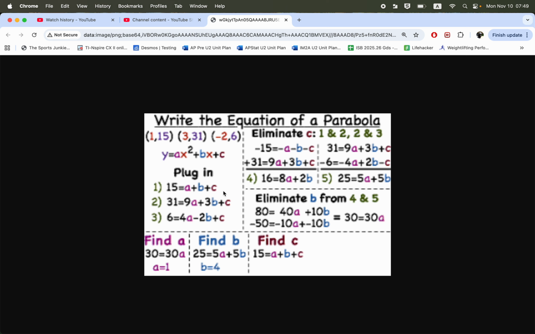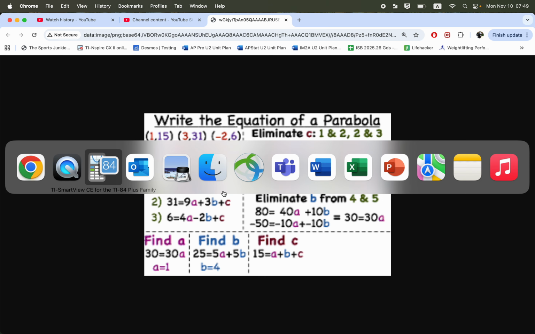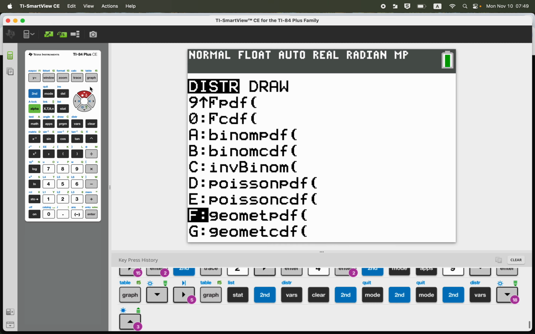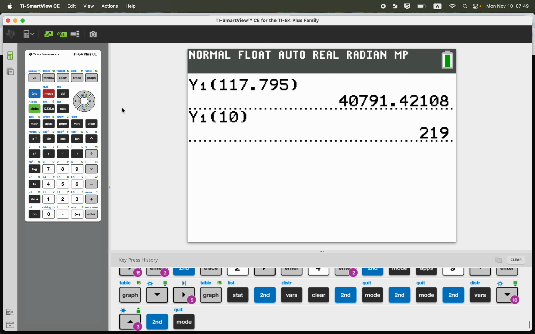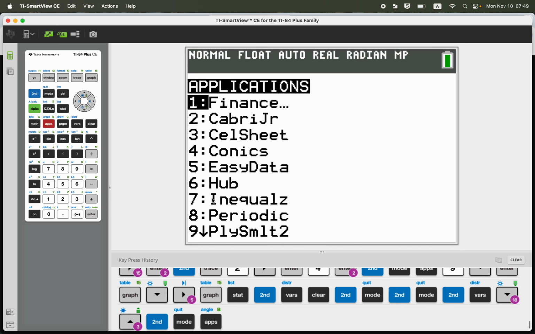Okay, so this video is for the 84, so let's start there. First, let me go to the home screen. The first thing to do this operation, we're going to go to apps. The apps button is 3 rows down, 1 column to the right of the math button. If I push this, there's a bunch on here, but the one that you want, and you might have an updated software version, this is an older one, is PlySmlt 2 or something like that.